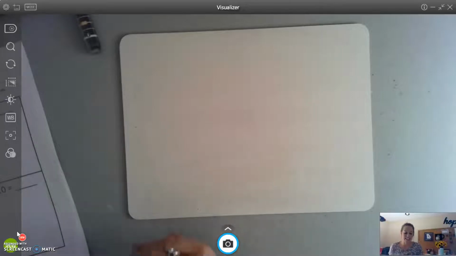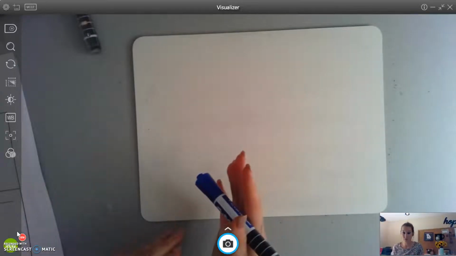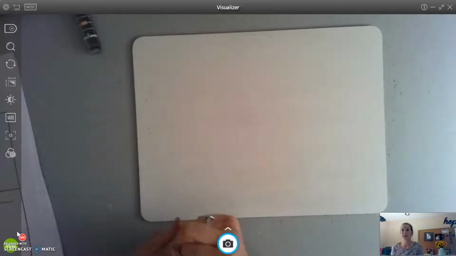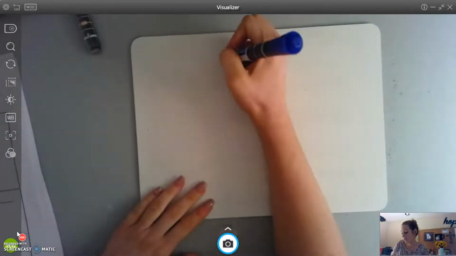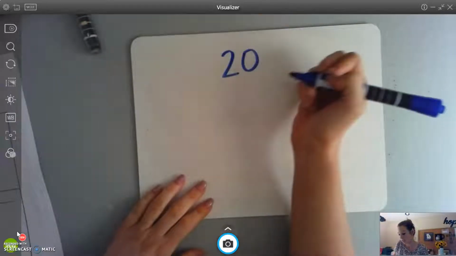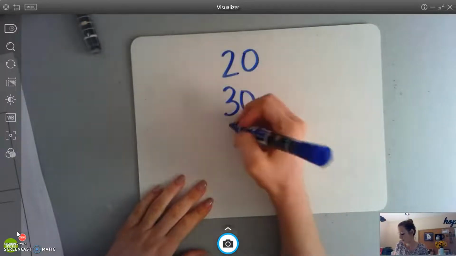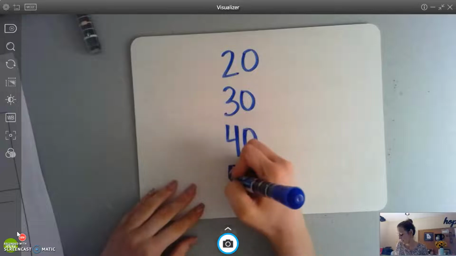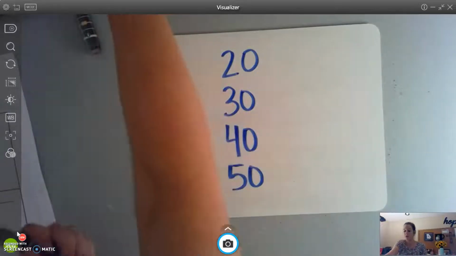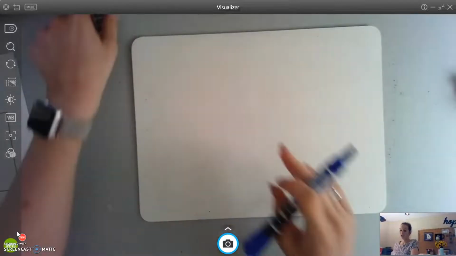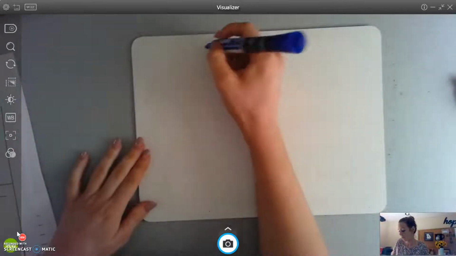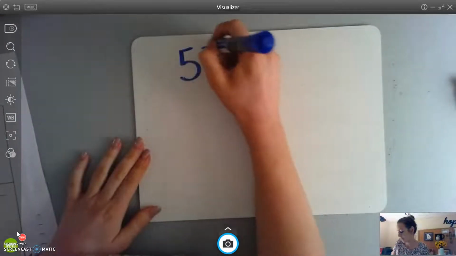Happy Wednesday. On Monday we talked about how we just do 10 more and 10 less when we're talking about adding and subtracting 10. But today we're going to talk about how we can add and subtract numbers like 20, 30, 40, 50, and all the different multiples of 10. So we are going to start by doing a practice problem to get our brains warmed up.